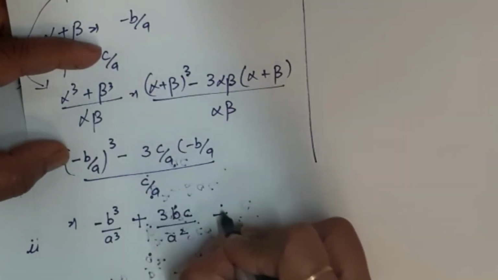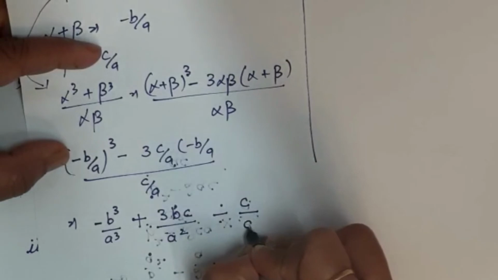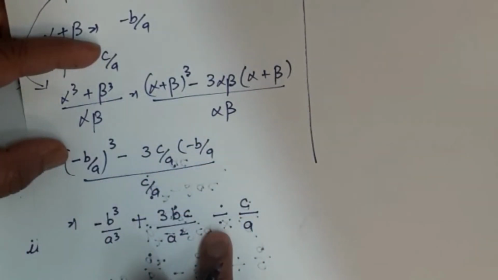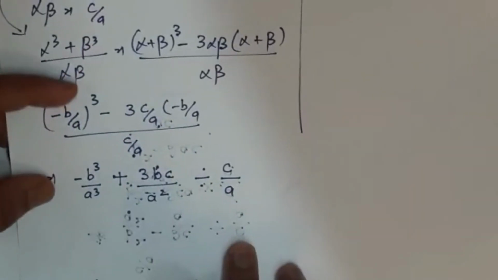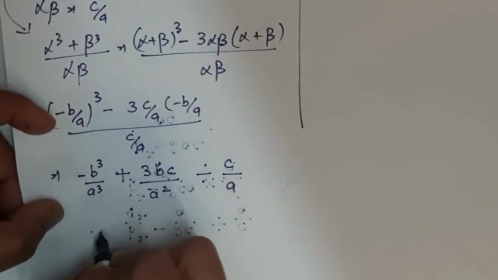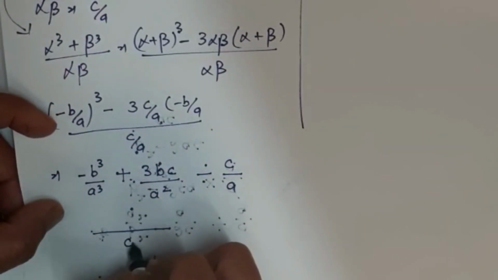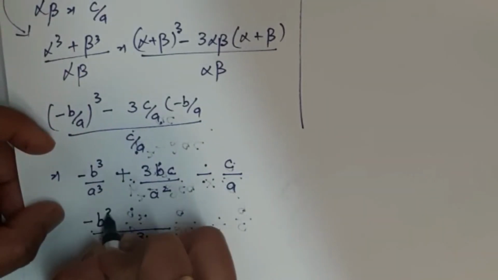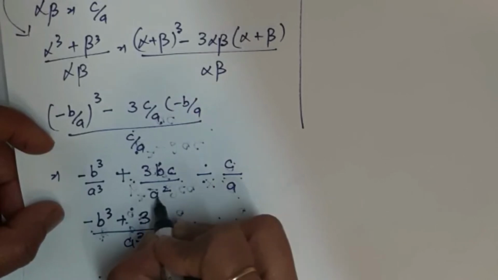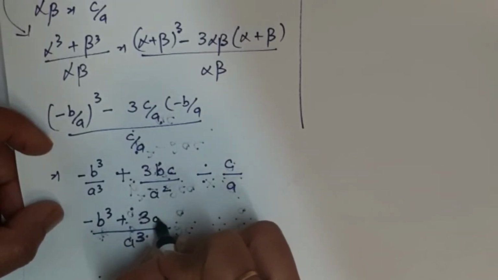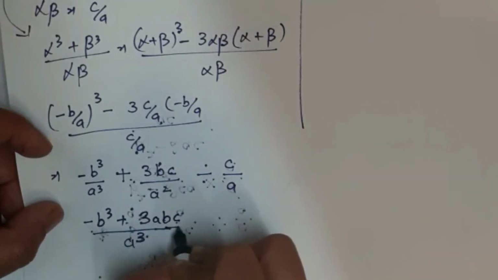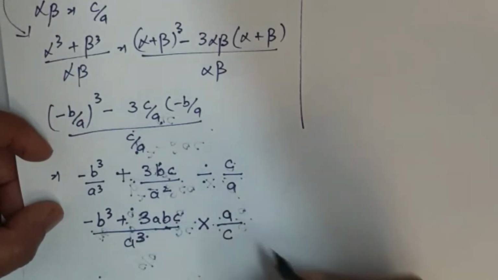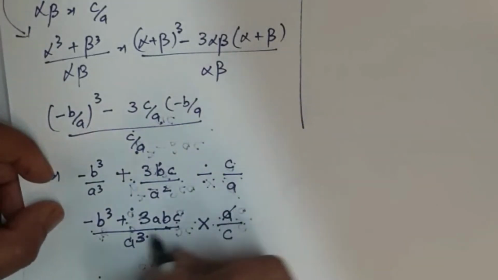Now this divided by c/a as it is. This division part I have written this way, divided by c/a. Now how will you do it? You have to take the LCM. The LCM again comes out to be only a³. It comes out to be −b³ + 3, and since one a is missing over here, I should write 3abc. Now multiply: a comes in the numerator and c in the denominator. Now 1a and 1.